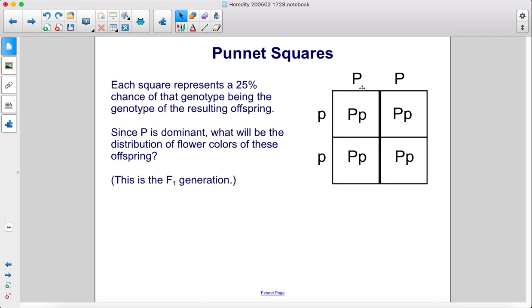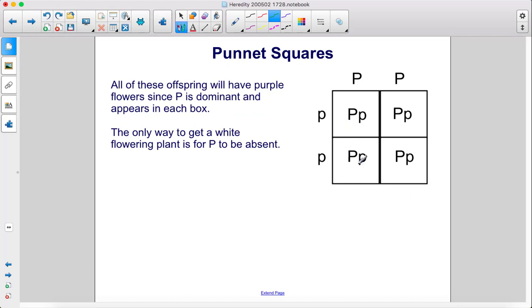Since capital P is dominant, what will be the distribution of flower colors of these offspring? This is the F1 generation. All of these offspring will have purple flowers, since capital P is dominant and appears in each box. The only way to get a white flowering plant is for capital P to be absent.